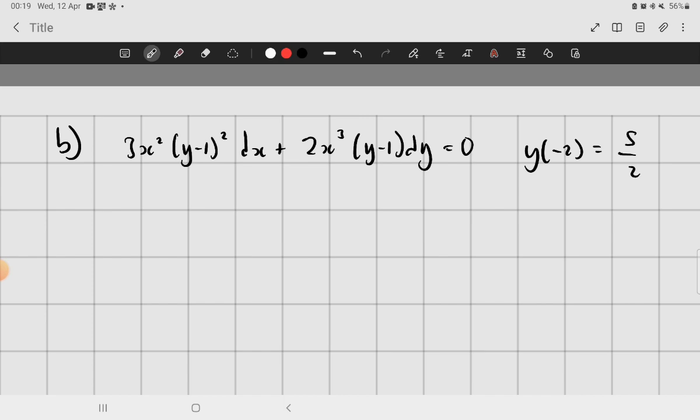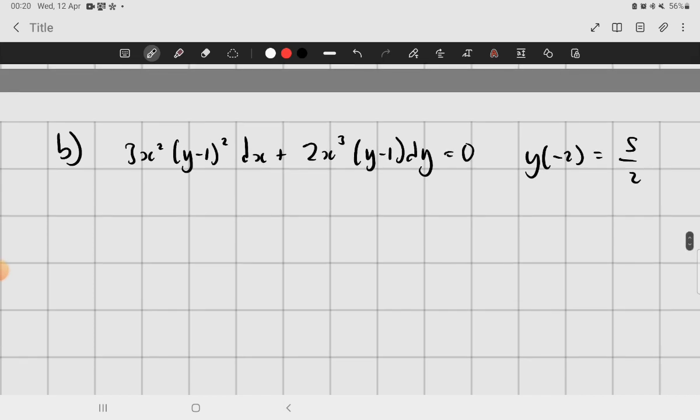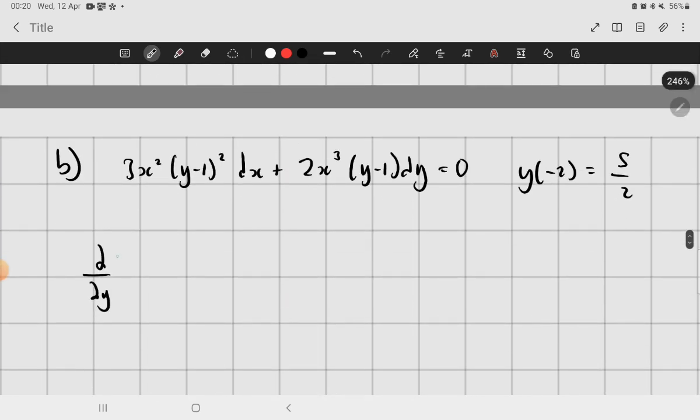Okay, so that's a lot to take in. So let's try and apply those steps. First we have to determine whether the differential equation is exact or not. So we will differentiate partially the function of M. So we will obtain this.